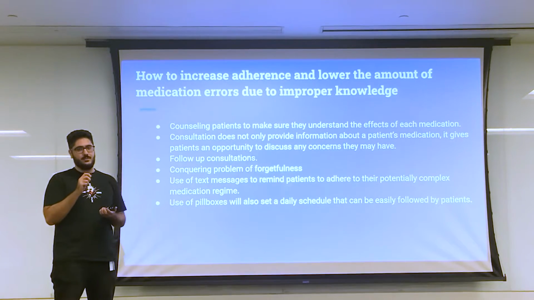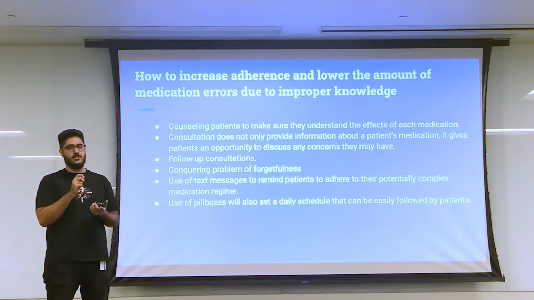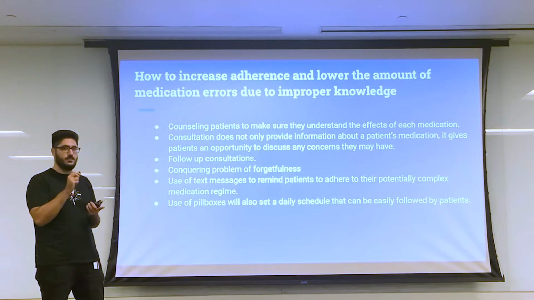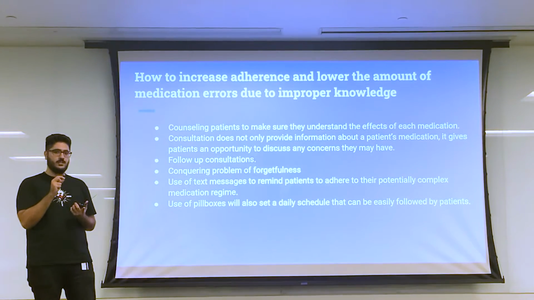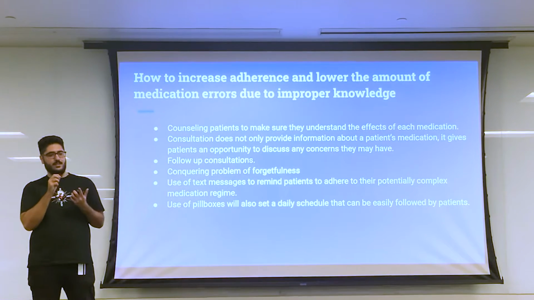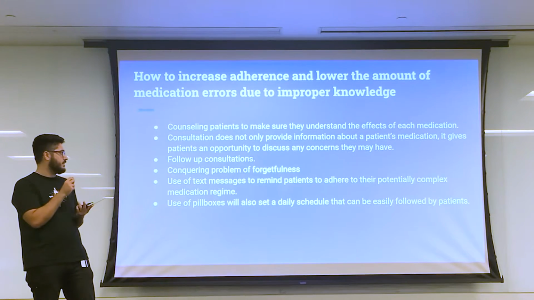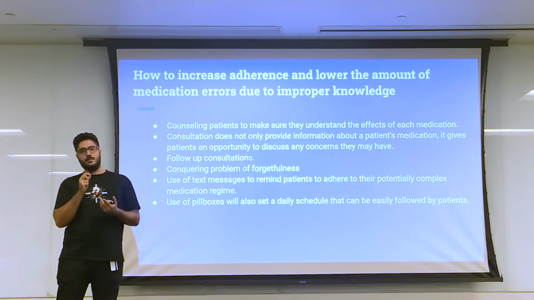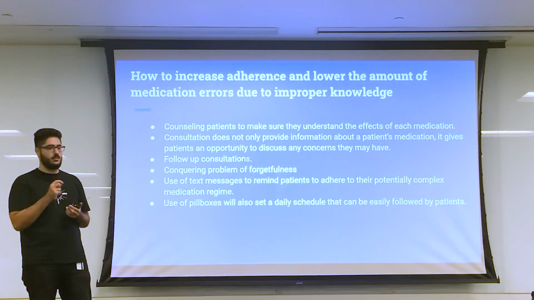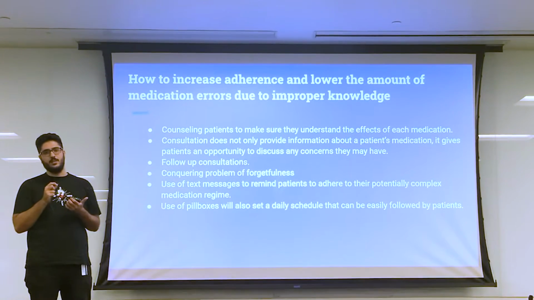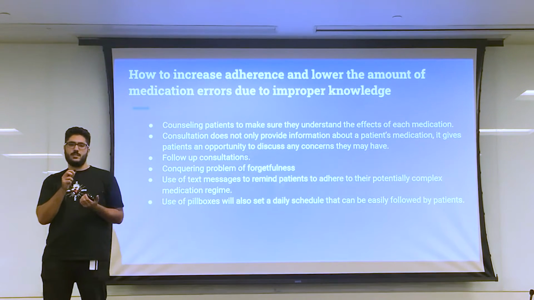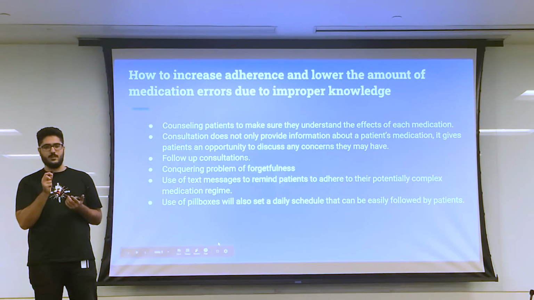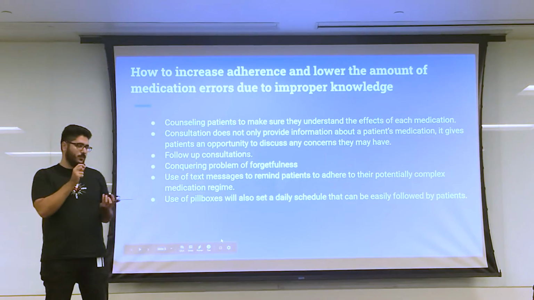My name is Joseph, and I'll be talking about ways to increase adherence and lower the amount of errors due to improper knowledge by the patients. One big way to reduce this is by counseling the patients upon picking up their medication. As pharmacists, we should make sure that the patient knows everything about the medication, the side effects, the doses, when to take it, and also provide the patient with an opportunity to give their concerns and ask questions. Also, we want to highly encourage follow-ups. As the patient is taking medication, they could come back to the pharmacy and explain why they feel like the medication is or is not working for them, and the pharmacist can derive a way to address their issue.